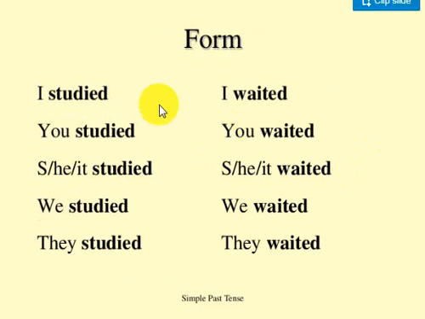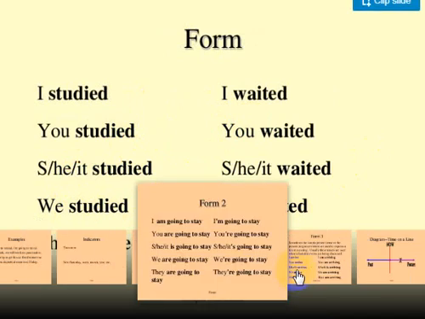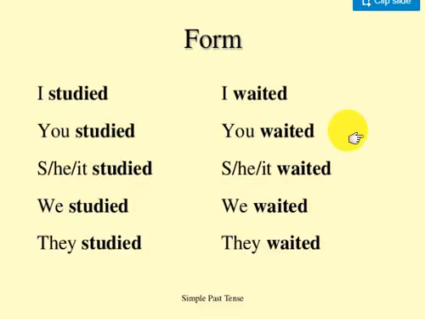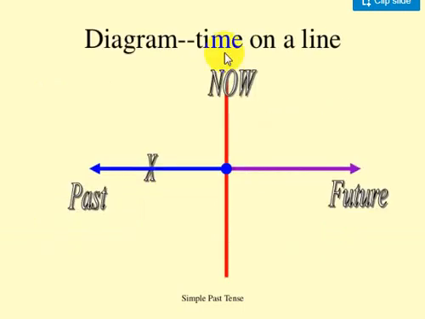This is for regular verbs, or ied if the verb ends with y before it is a consonant, or sometimes there are some irregular verbs that we use, like eat, ate, drink, drank, and so on. On the time diagram, it happens at any time before now, something that already completed, finished before now, we call it past simple tense.